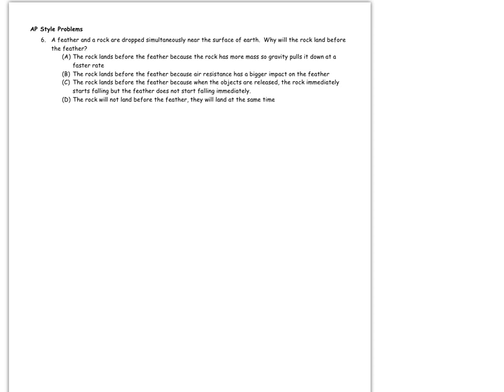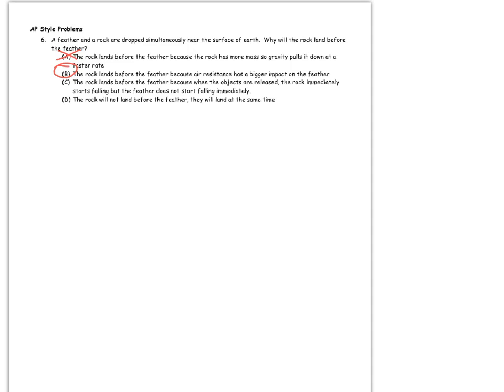The first one, the rock does have more mass. That is most likely true unless it's a really heavy feather, but that does not mean that gravity pulls it more. So response A is going to be out. Gravity pulls both objects down at the same rate. The rock lands before because air resistance had a bigger impact on the feather. That one is absolutely true, but let's double check the other two.